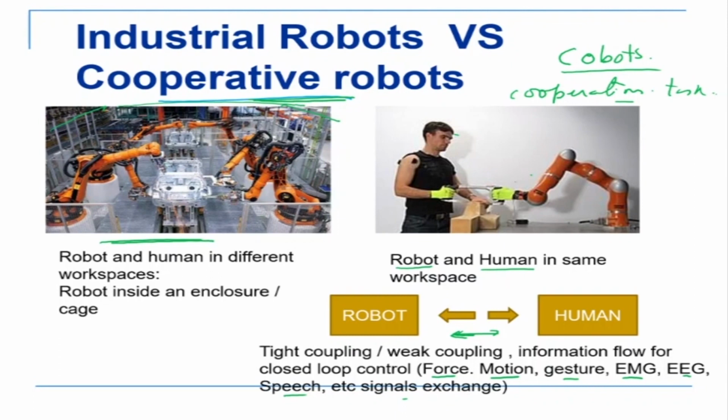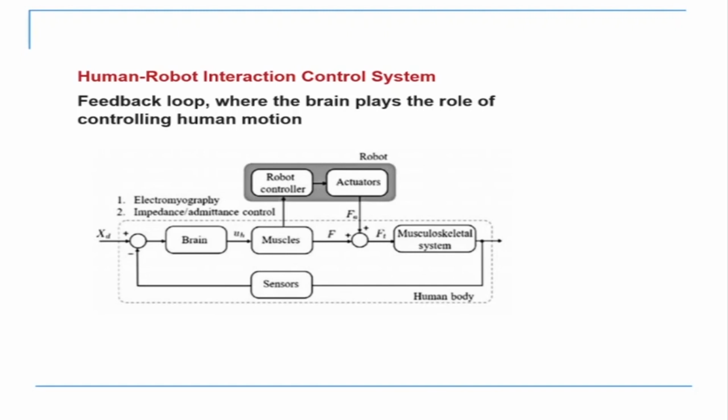Or there could be a force sensor at the wrist, so that when the human is pushing with the force F, it senses that force F and then moves in that direction. Okay, so there is some information exchange going on between the robot and the human. In terms of design of such controllers, we talk about this as robot-human interaction control systems. So we have the human control system. This is the human body. So we have the brain.